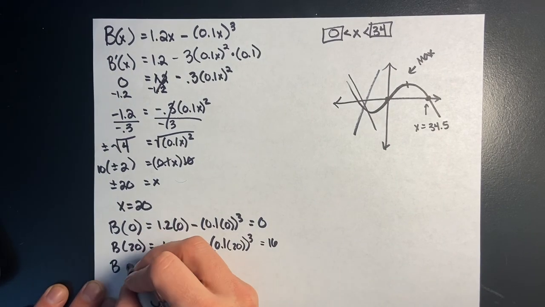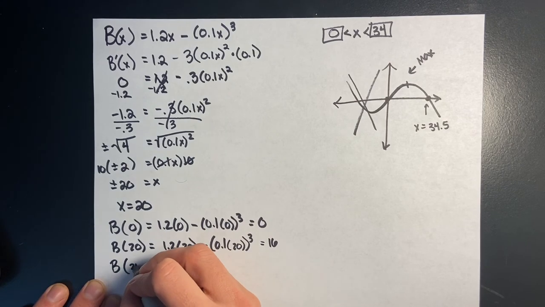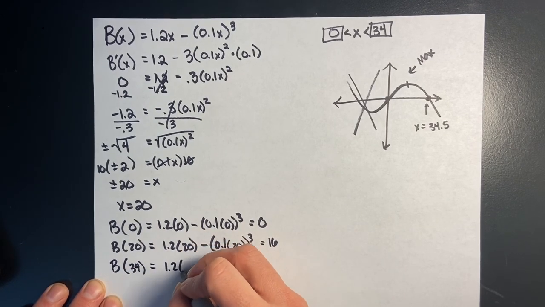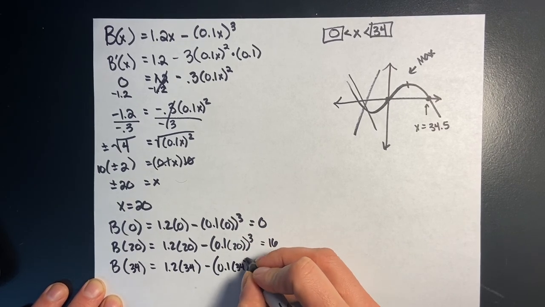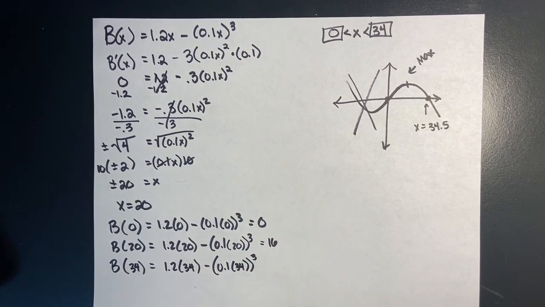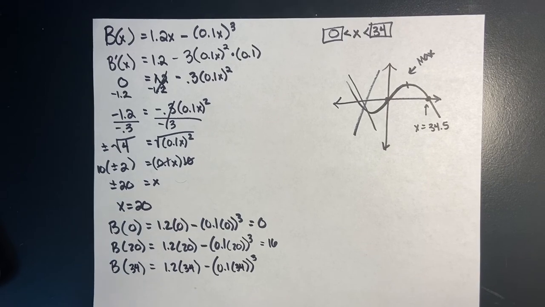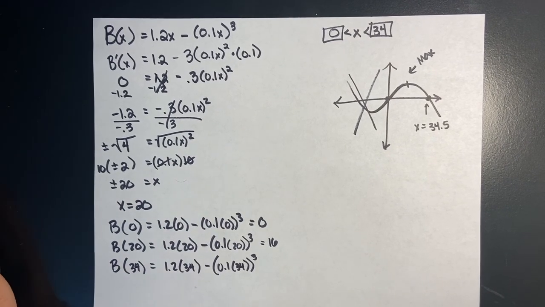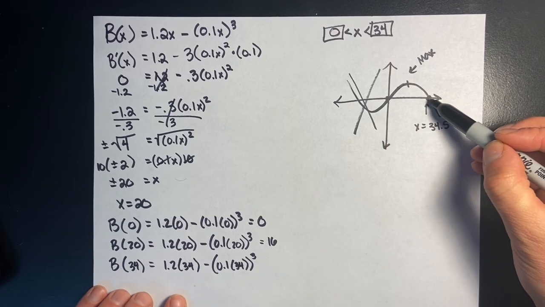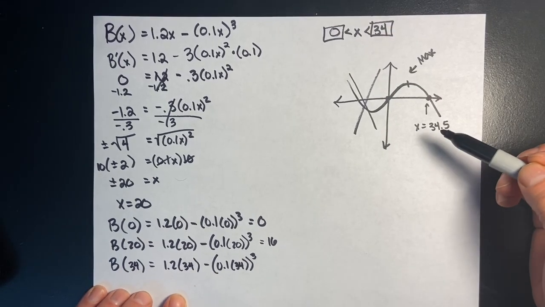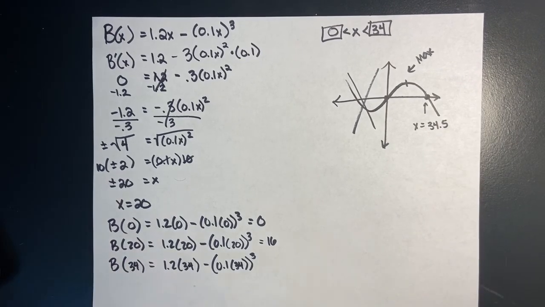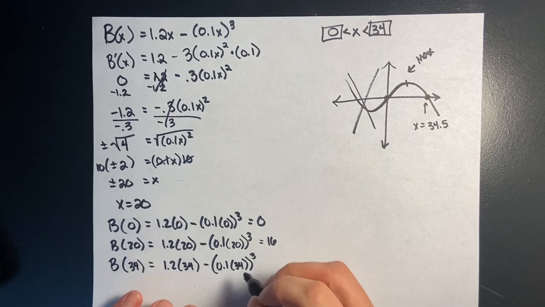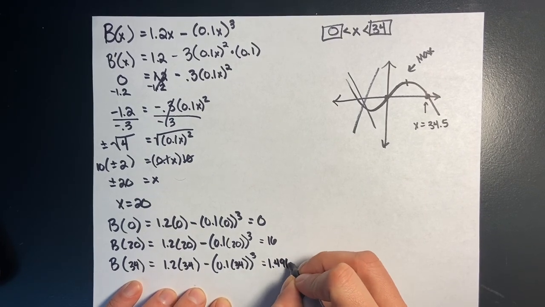If I plug in 34, I'm going to get 1.2 times 34 minus 0.1 times 34 to the third power. My guess, and I am going to type it in just because I'm a math teacher, is I'm going to get something a little bit higher than zero. Remember, this guy is 34.5. I can't use 34.5 because I can't make 34 and a half buses, but I can make 34. And so 34 would live like right here. So maybe I can make a little bit of money. So let's type in 34. So I do make some money, but not a whole lot.